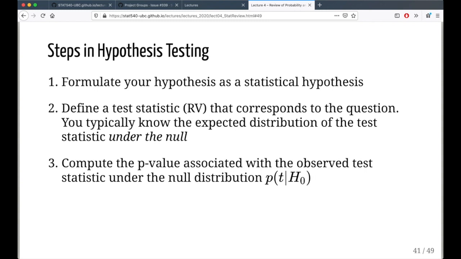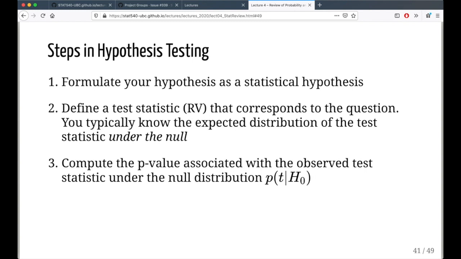So the basic steps in any hypothesis test are first to write down the scientific hypothesis as a statistical hypothesis, so putting this in terms of parameters that we can estimate and construct a test statistic. Step 2 is to actually define the test statistic, or the random variable that corresponds to the question. And you typically know or formulate this so that you know the expected distribution of the test under the null. So you assume that if that null hypothesis is true, your statistic is going to follow a certain distribution.